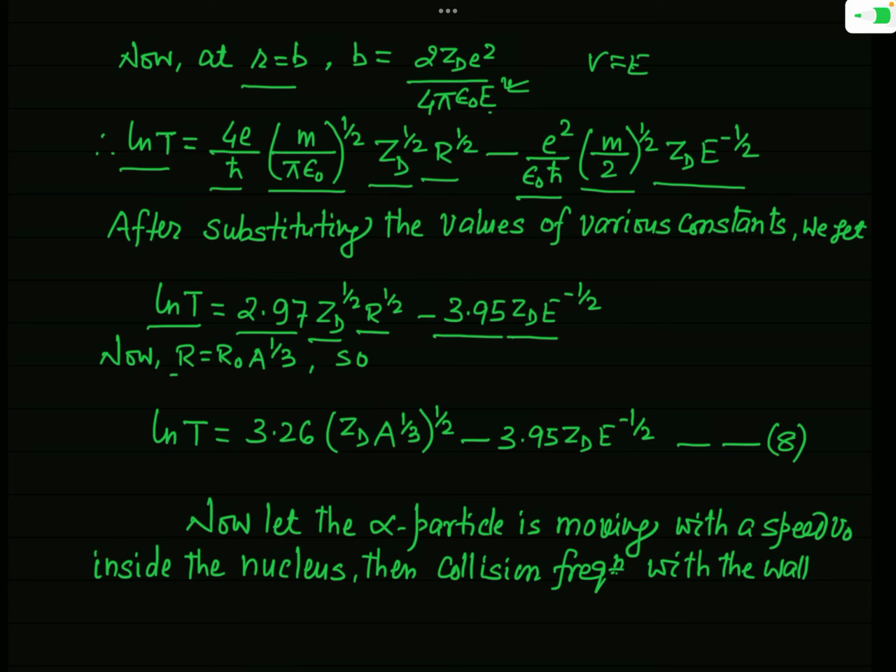Now you know the nuclear radius R is equal to R naught A to the power 1 by 3. So in this expression, in the first term where there is R to the power half, that will be replaced by R naught A to the power 1 by 3. After making this substitution, our result now becomes ln t equal to 3.26 times (Zd into A to the power 1 by 3) whole to the power half, minus 3.95 Zd E to the power minus half. This is actually an important result.